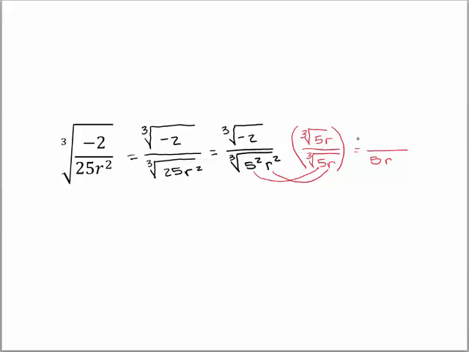Okay, so now what we have up here is negative 2 times 5 and r, and we have to keep our radical there. So we can just rewrite that as cubed root of negative 10r over 5r. And trust me, that's going to be easier to work with in the long run. Alright, let's keep going.